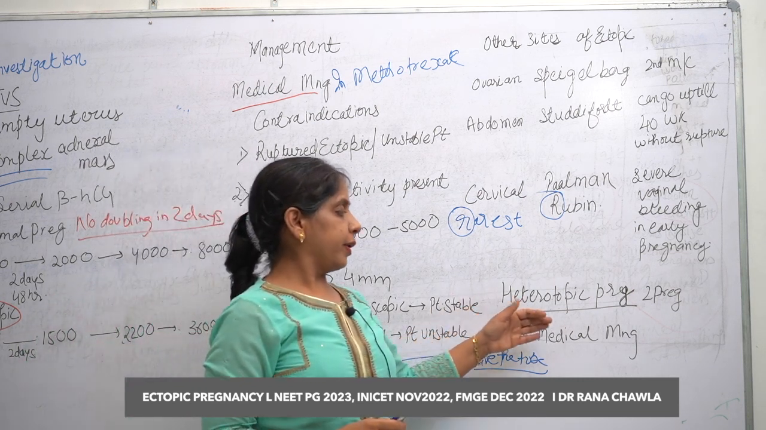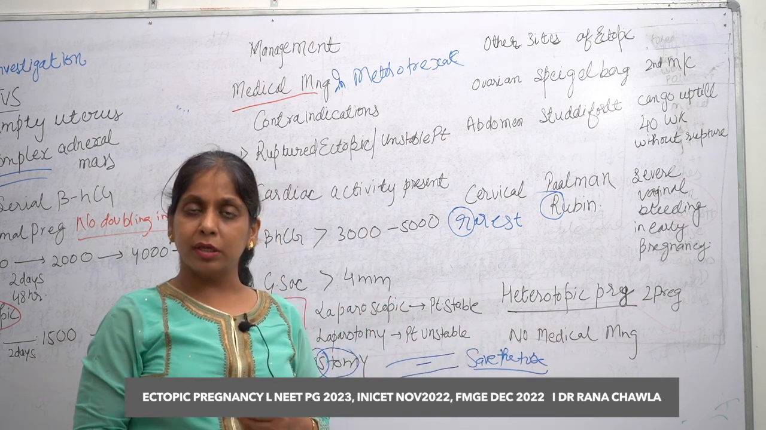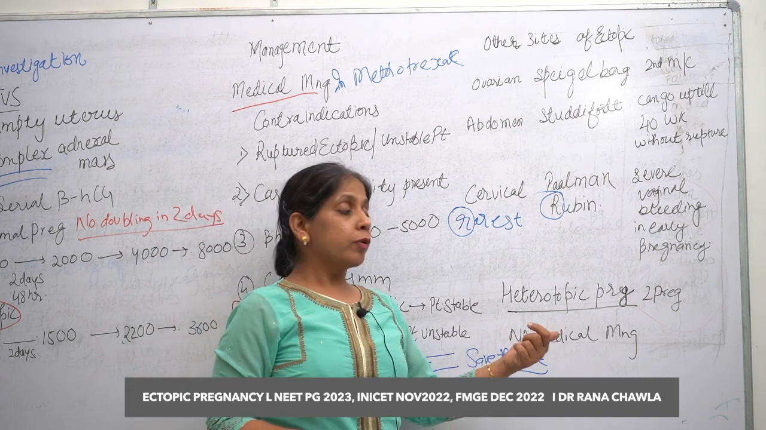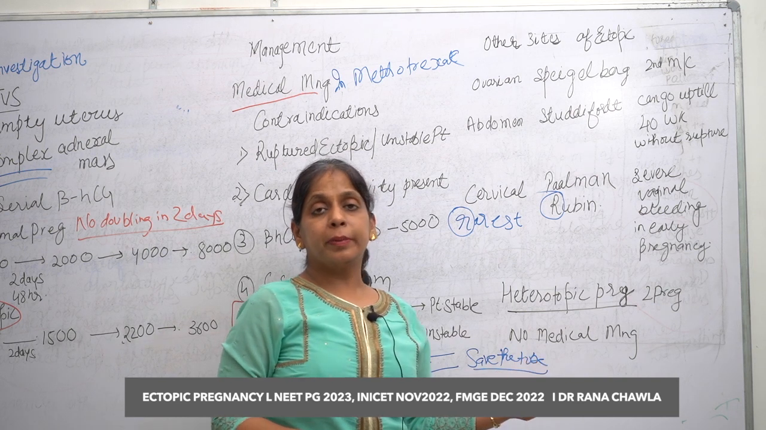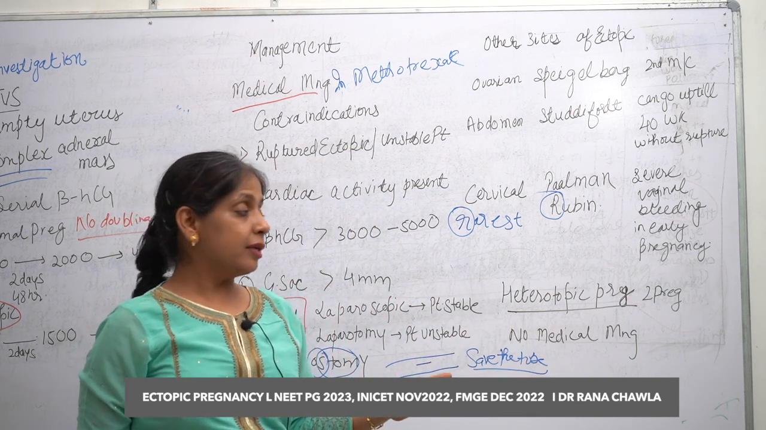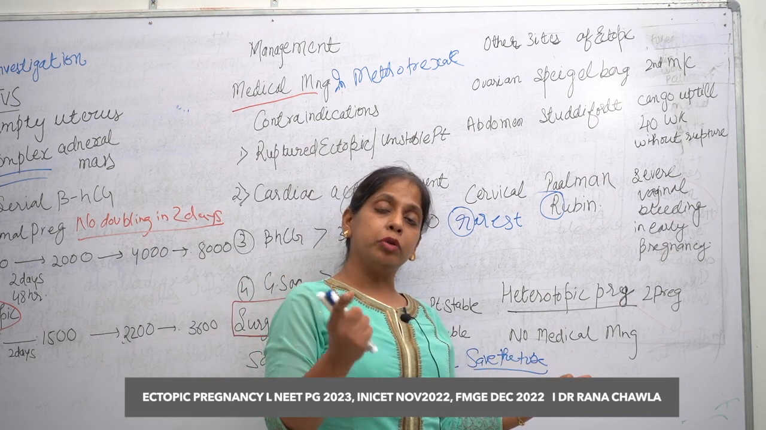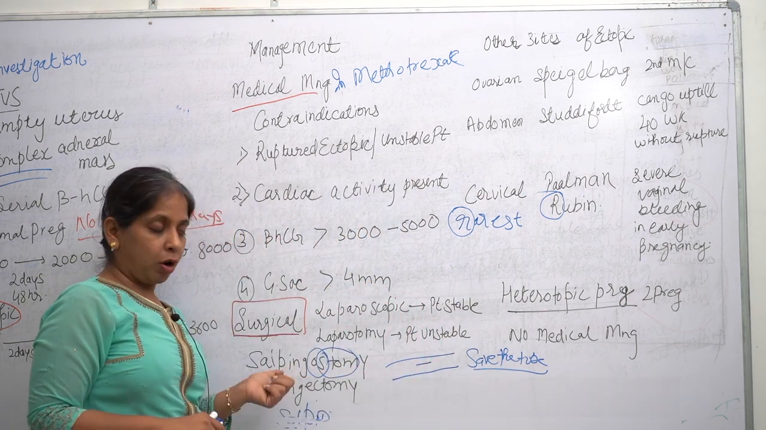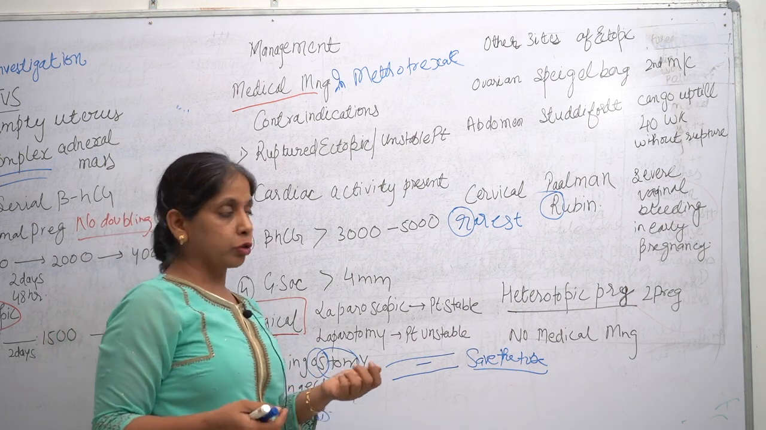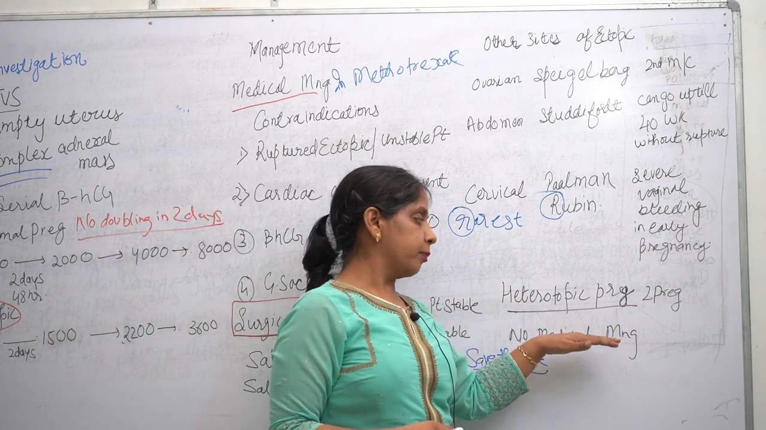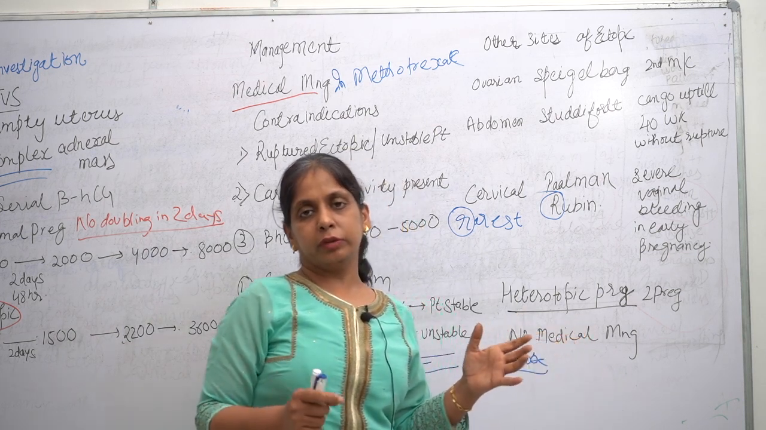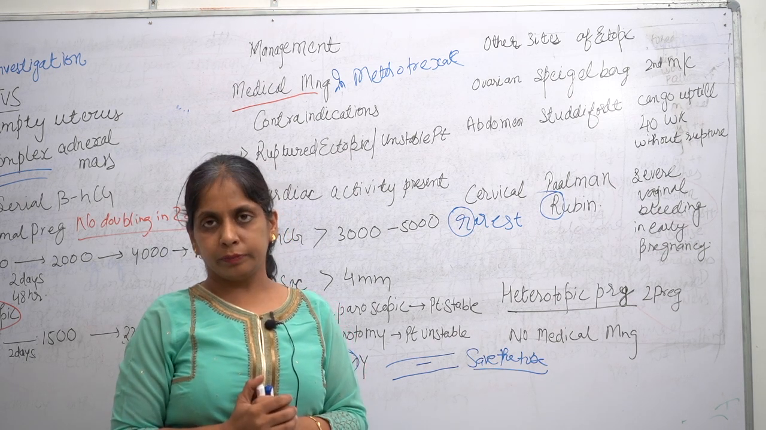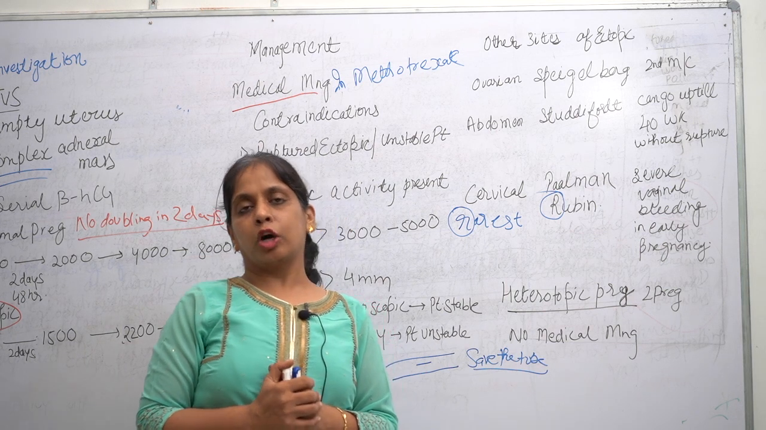In heterotopic pregnancy, there are two pregnancies, one in the uterus and second in the tube. We will not give medical management because the patient might need that uterine pregnancy; if we give methotrexate, it will affect the uterine pregnancy also. So we will do salpingostomy or salpingectomy as per the condition of the ectopic, and most commonly the uterine pregnancy continues. In 99% of cases the uterine pregnancy continues without any problem. So that was all about ectopic pregnancy.